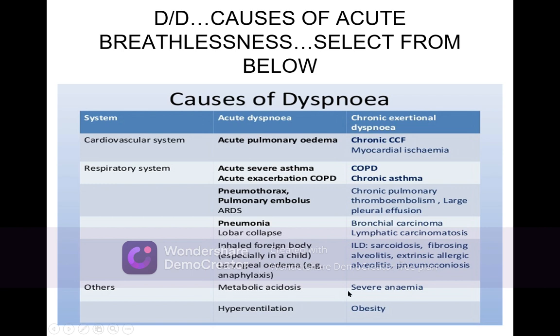And other conditions like hematological severe anemia can cause it, because the oxygen carrying capacity is low. And in obesity, because the muscles are not functioning well, obesity is associated with dyspnea, Pickwickian syndrome for example, that is the obesity hypoventilation syndrome. That is called Pickwickian syndrome. So these are the causes of acute breathlessness, and you have to select from the below. Again, I have previously said the different terminologies I have used. Select from that. Now select from this also.